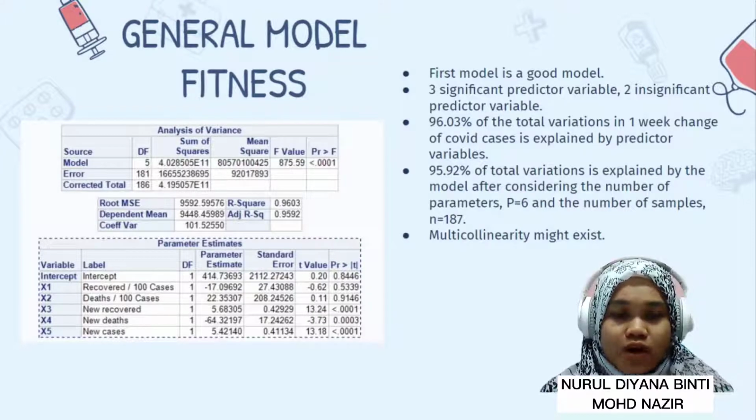Multicollinearity might exist because the root MSE, which is the standard error of the estimate, is too big, where the value is 92.59576.